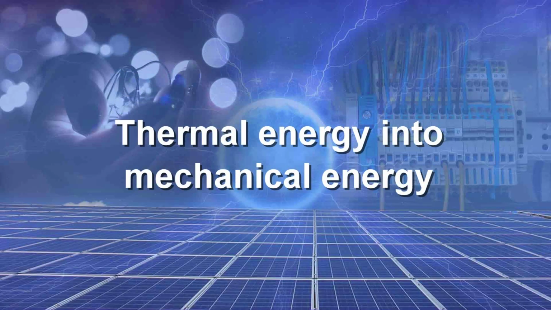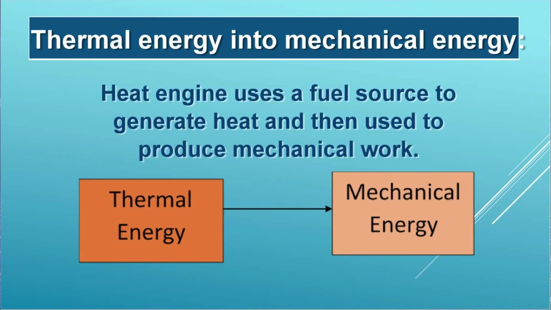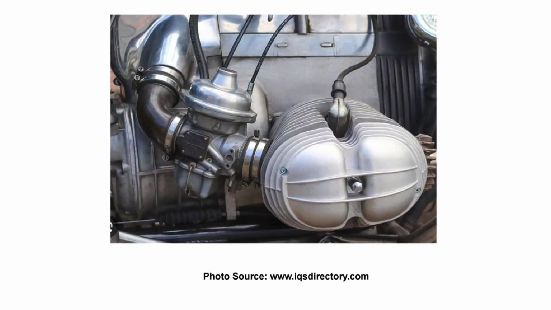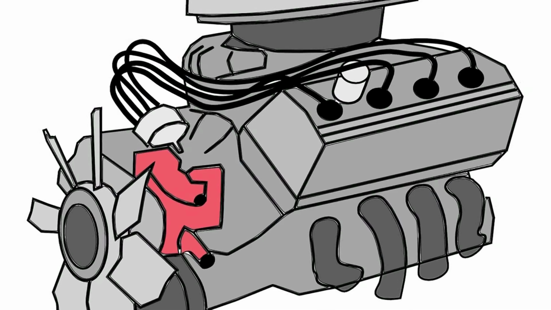Thermal energy into mechanical energy. Another common form of energy conversion is the conversion of thermal energy into mechanical energy. This is typically done using heat engines. Heat engines use a fuel source to generate heat, which is then used to produce mechanical work. The most common example of a heat engine is the internal combustion engine used in cars and other vehicles.